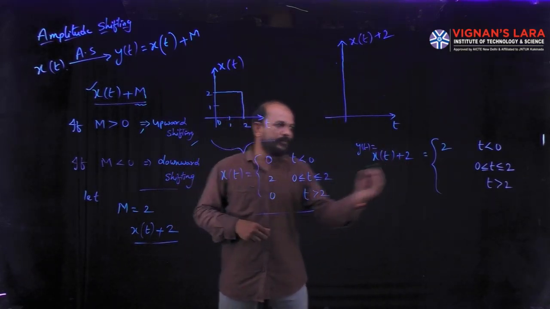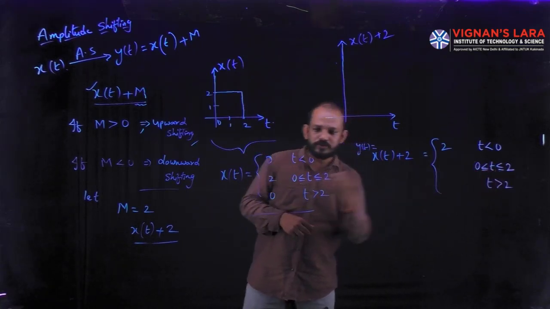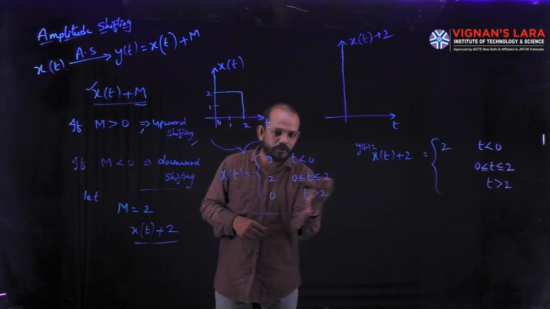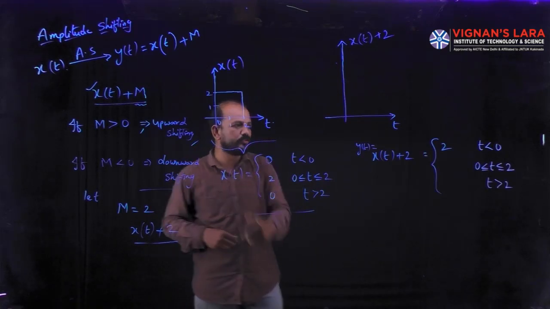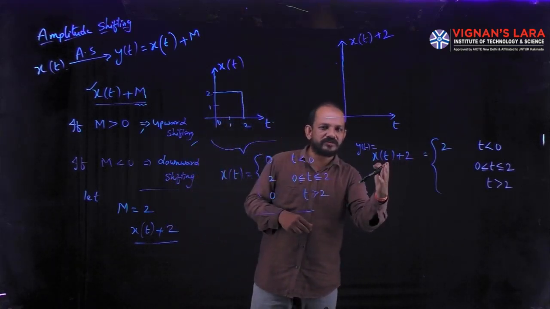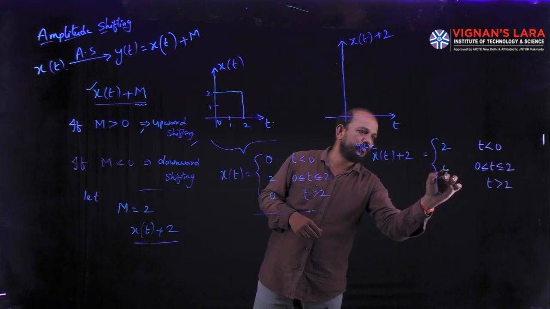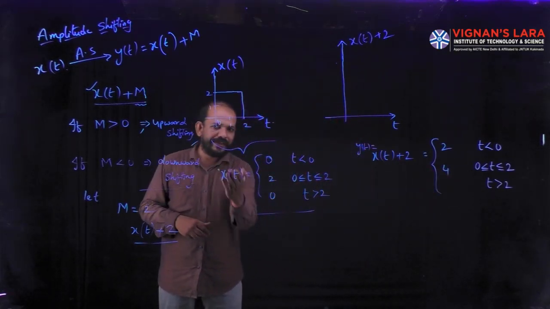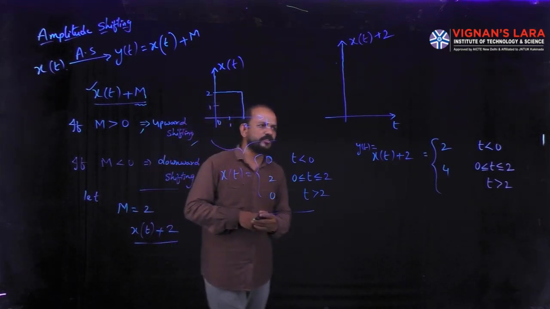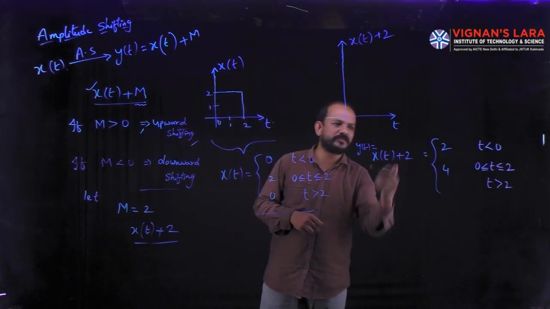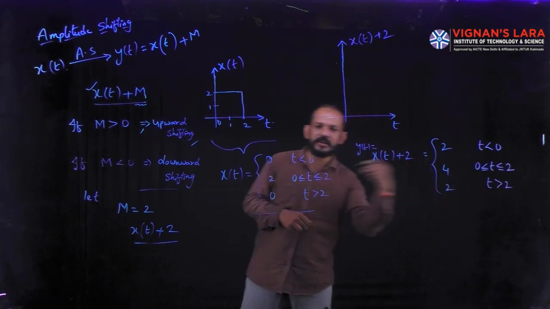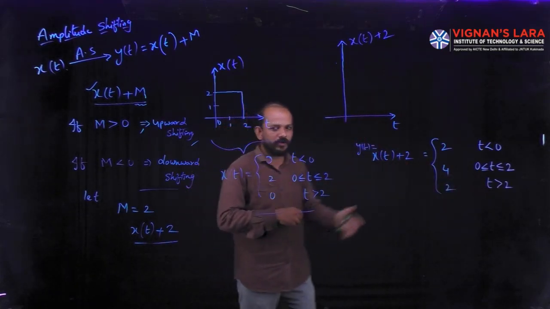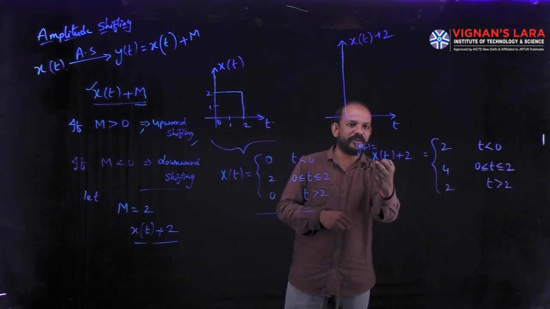Next, between 0 less than or equal to t less than or equal to 2, the actual x of t is 2. Now x of t plus 2 is 2 plus 2, that is 4. And in the third case, for t greater than 2, x of t is 0. Now x of t plus 2 is 0 plus 2, again 2 for t greater than 2. So I got the equation representation of x of t plus 2.